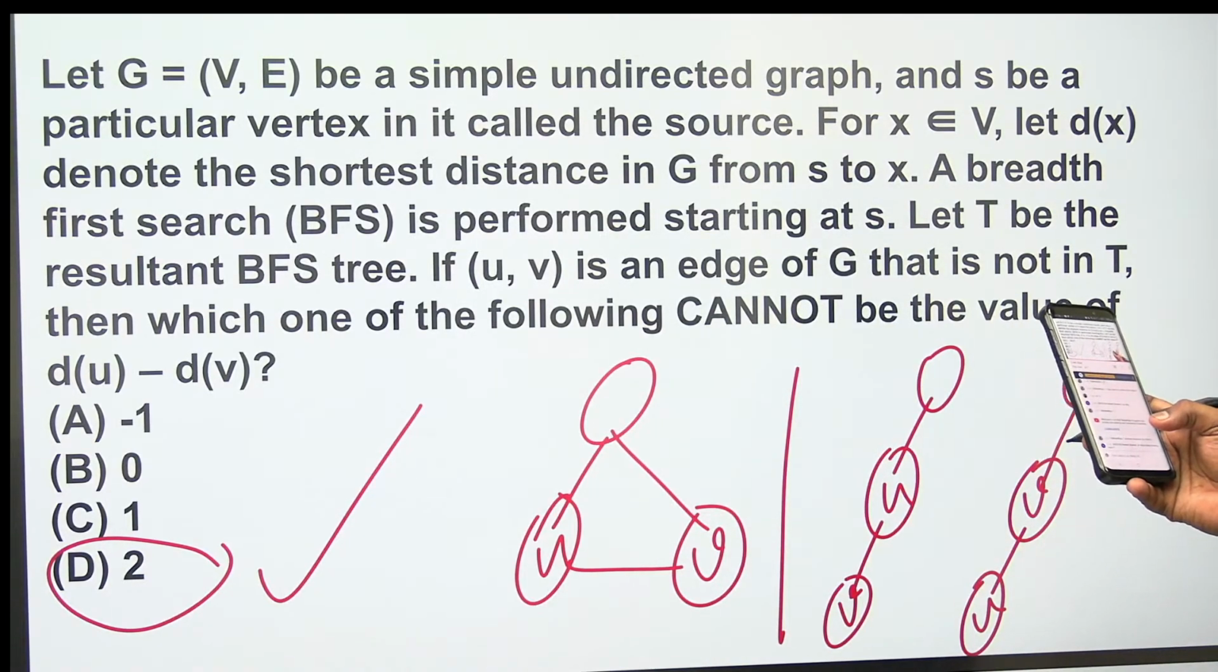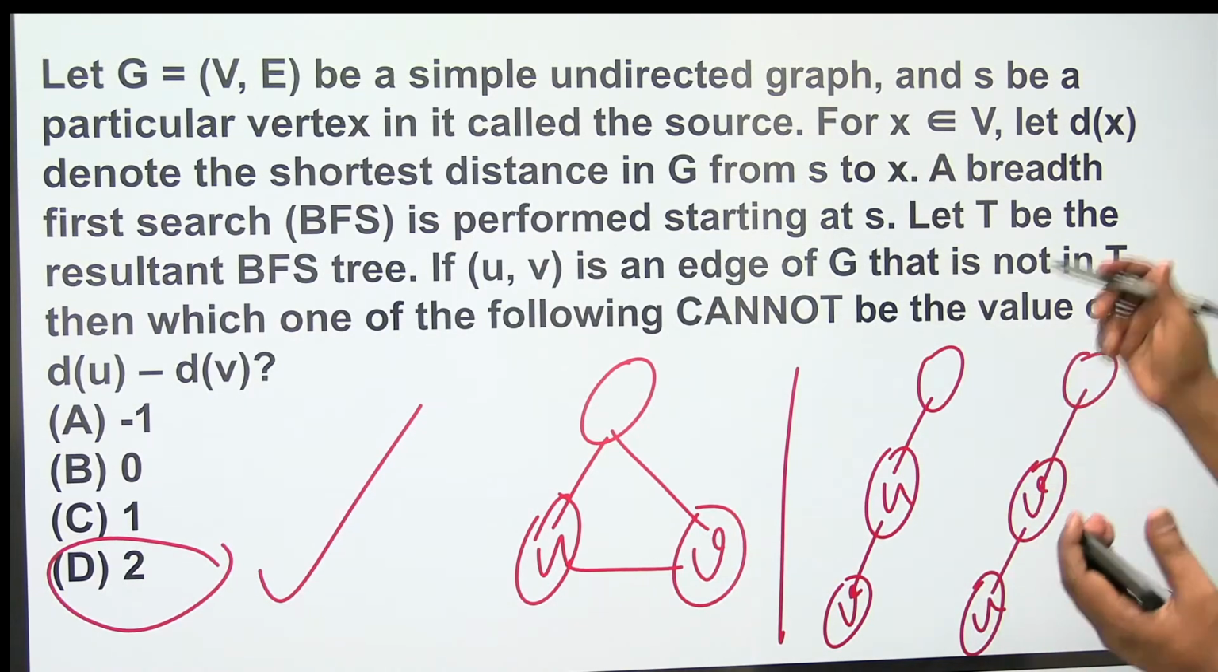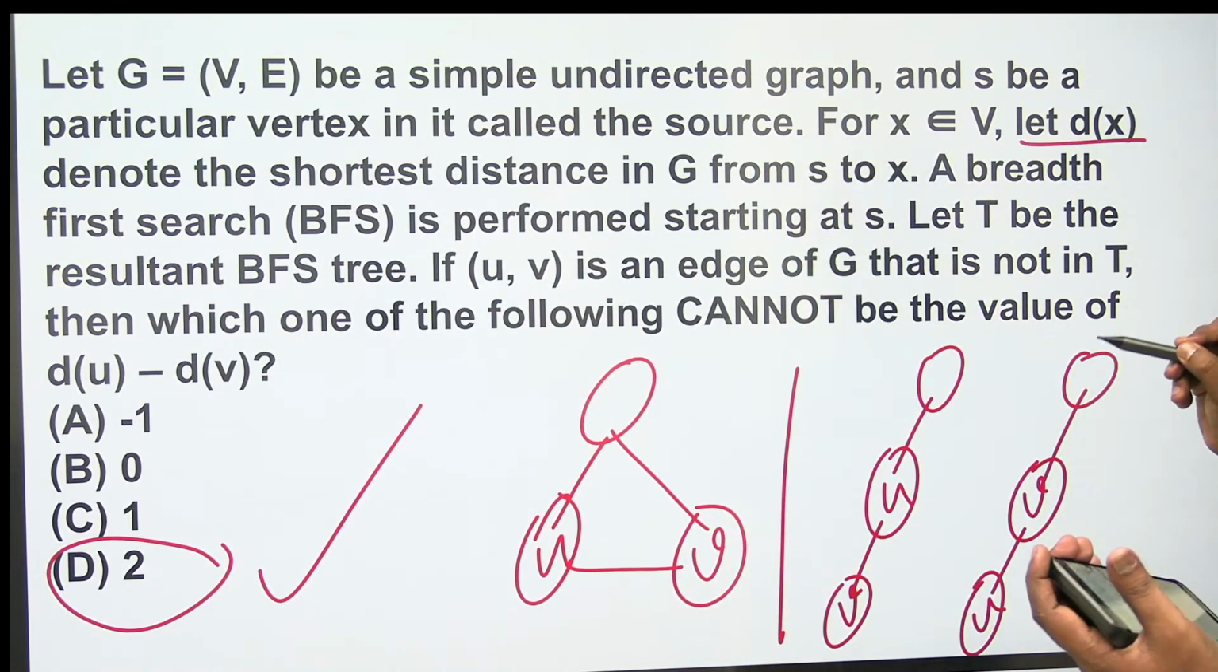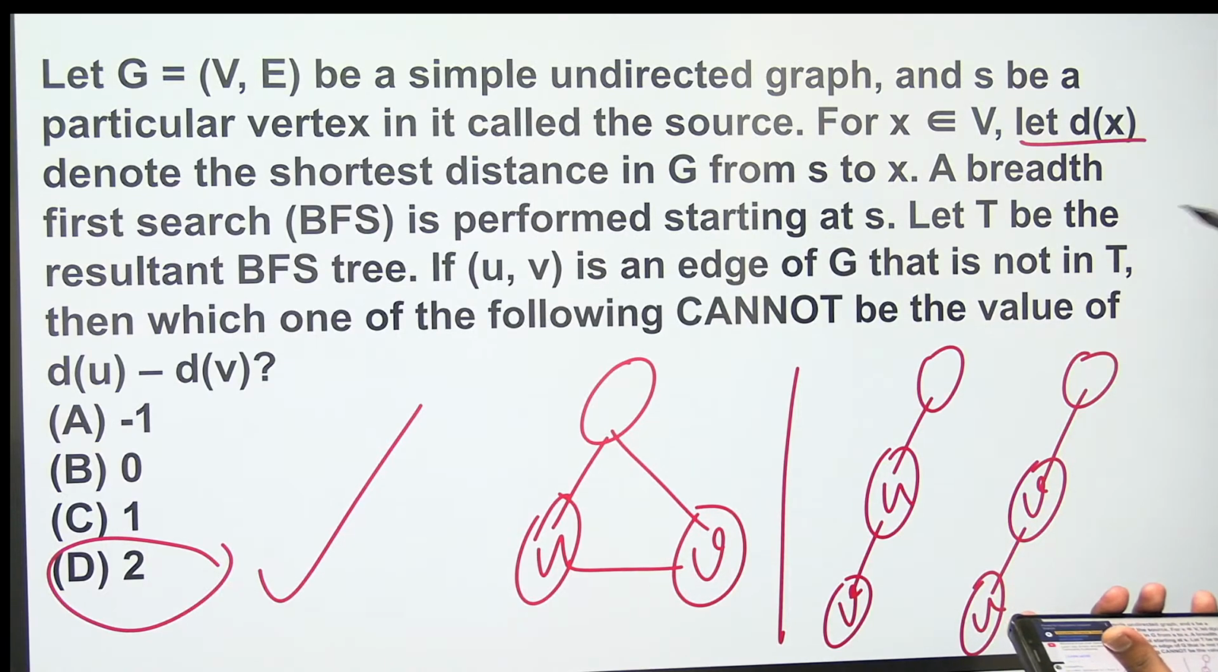Sir, what does the D mean here? So I think he is giving the definition. See this one. Let D of x denote the shortest distance in G from S to X. S is the source. From source to X, the shortest distance is D of x. D of U means source to U, the shortest distance is D of U. Source to V, the shortest distance is D of V.